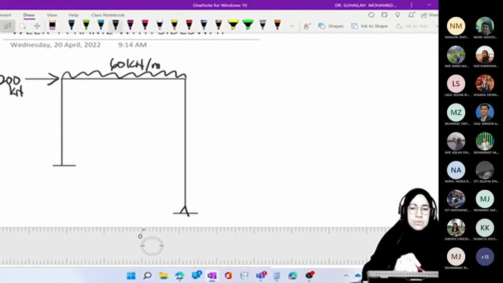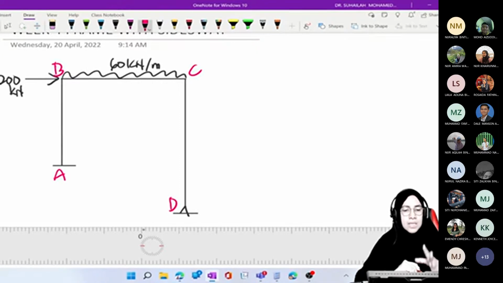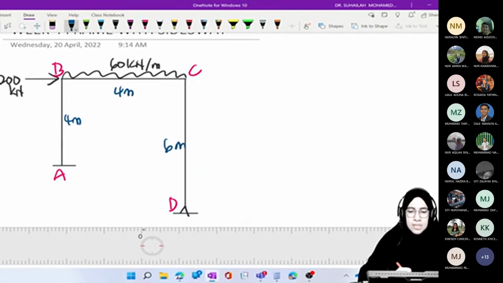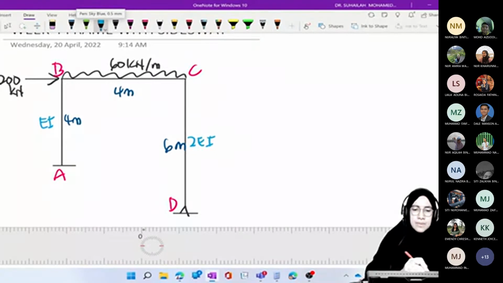Okay, so ini A, B, C, and D. So length dia, okay, length ni, this is 4 meter, this is 4 meter, this is 6 meter, and then apa lagi? EI. Okay, EI, kat sini EI, dekat sini 2 EI. Dekat atas ni EI.